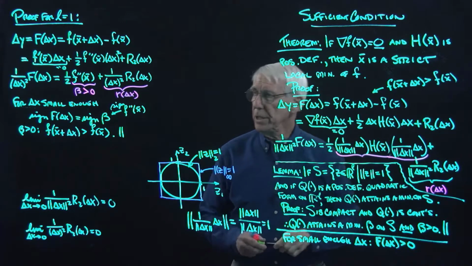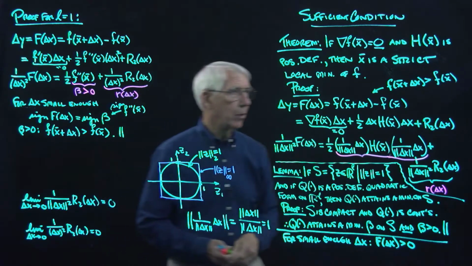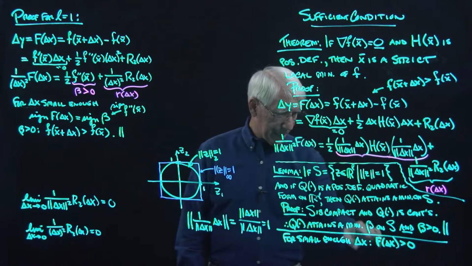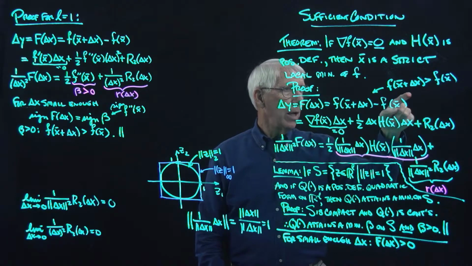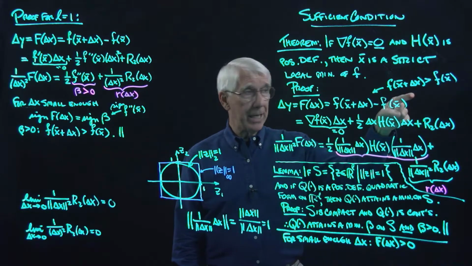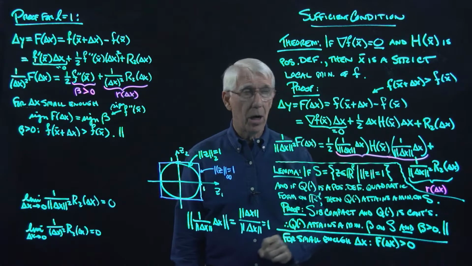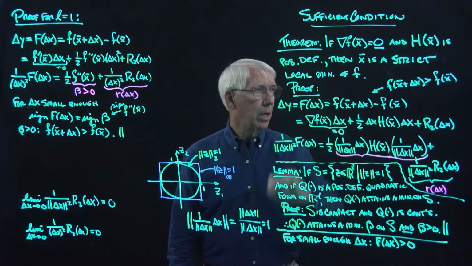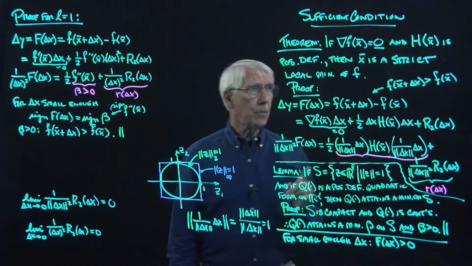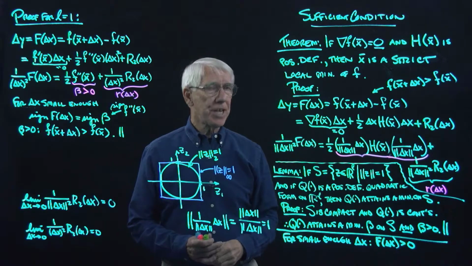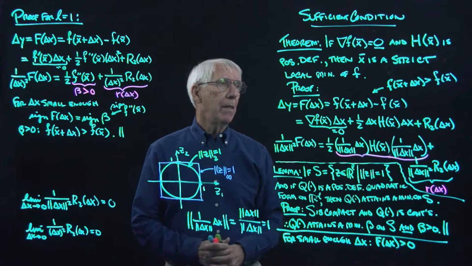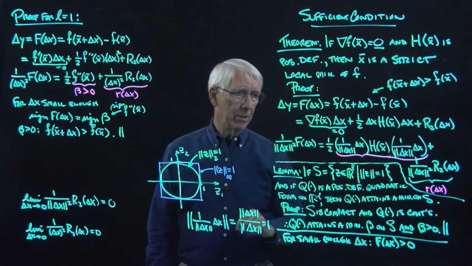So the conclusion, the same conclusion we got over here in the one-dimensional case, says that for all delta x's sufficiently small, f is going to be strictly larger at x bar plus that delta x than it is at x bar, and that says that x bar is a strict local minimum of f. So that gives us a sufficient condition to guarantee that a point is a strict local minimum.